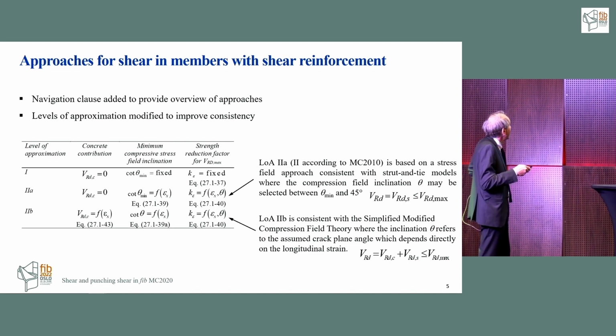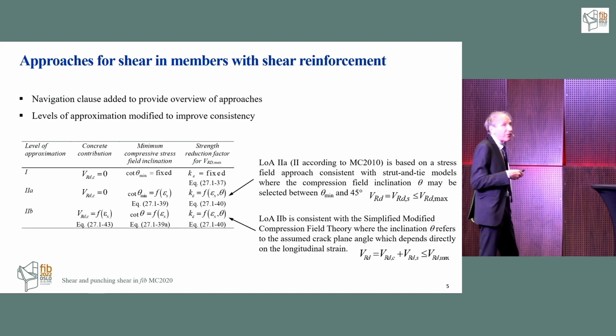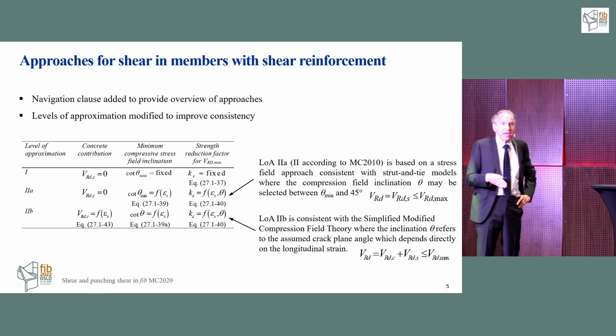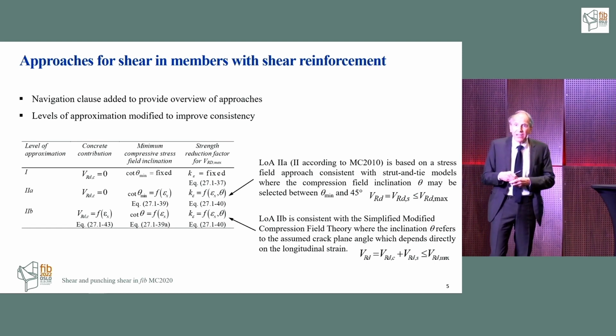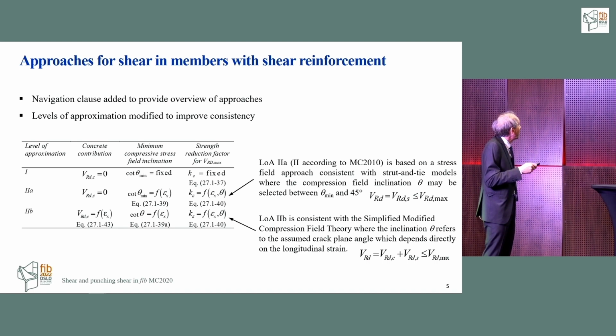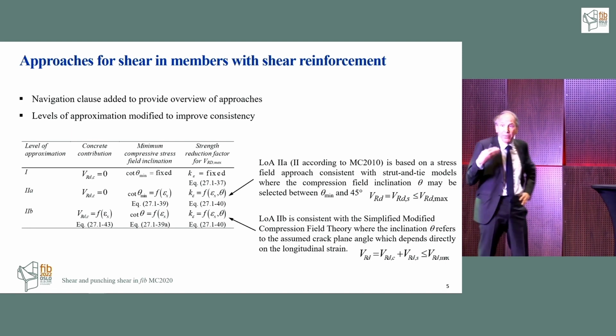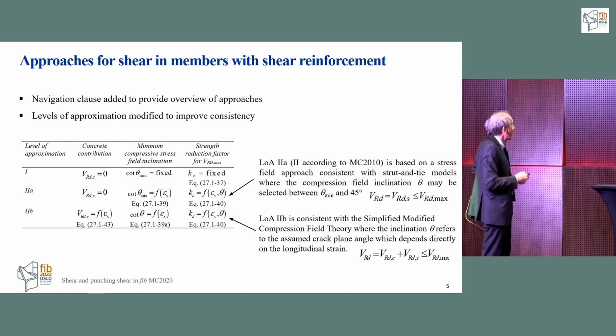We have also decided to keep the original formulation of 2B, which is based on the compression field theory. And we have removed what we had in Model Code 2010. In Model Code 2010, we tried to find a combination between the European approach and the North American approach, and this was not very easy to use. So we have switched to the original formulation, and we have kept and improved this approach here, which is derived from the old approach of Model Code 78 and 90, in fact, but with several improvements.